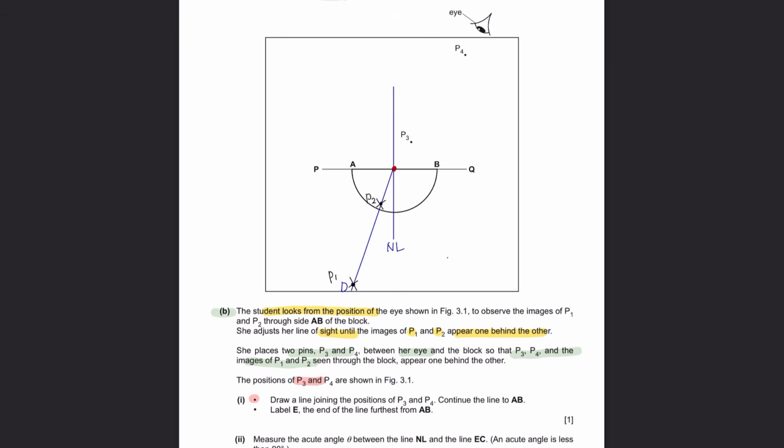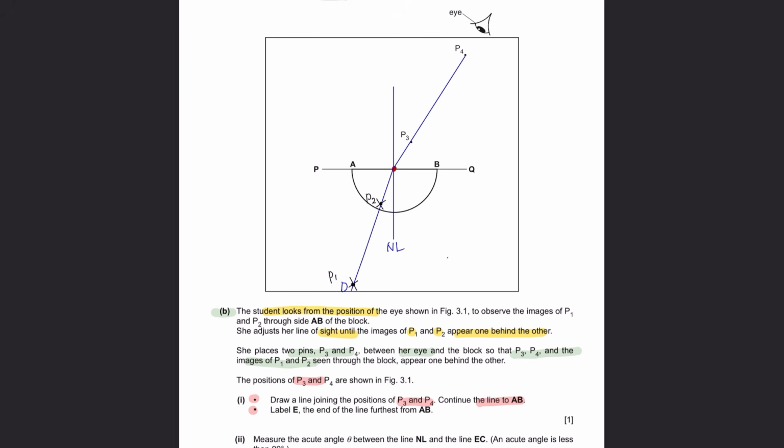Part 1, the first bullet point. Draw a line joining the positions of P3 and P4. Continue the line to AB. So this is very simple. You just have to connect P3 and P4 and then continue the line until it touches AB.